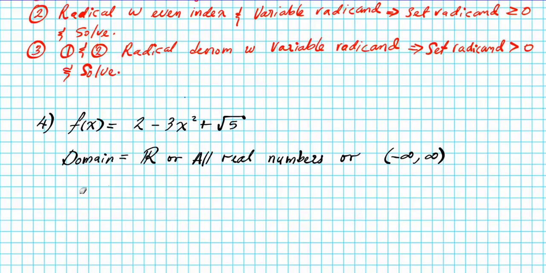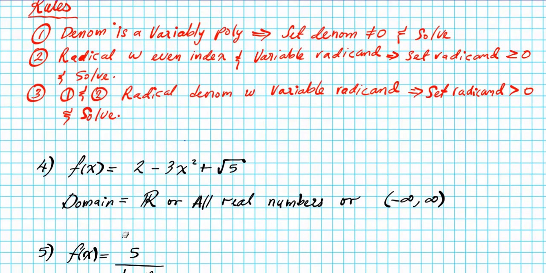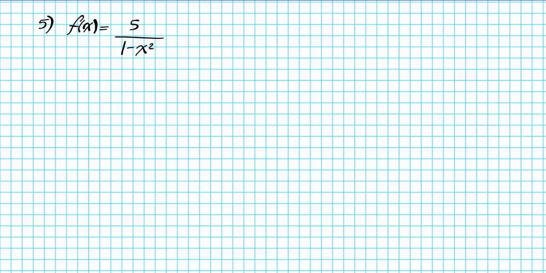For problem 5, let's say we have a function f of x equals 5 over 1 minus x squared. Okay, so let's go back to the rules. Which of these apply here to question number 5? 1, 2, or 3? We're going to use number 1 because we have a denominator that's a polynomial with a variable, namely x squared. Okay, so the rule is we have a denominator that is a variable polynomial. So what we'll simply do is we're going to set the denominator to not equal to 0 and solve.